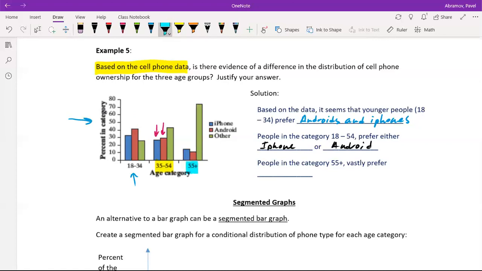However, people in the category 55 plus clearly prefer the other type of phones. So at least in 2013, they were not as big fans of iPhone or Android. Even if we put those together, the other types of phone are still clearly winning. One more thing that we could say about the 18 to 34 age group: when I'm looking at the graph, we could say that the preference for the phones is more or less equal.